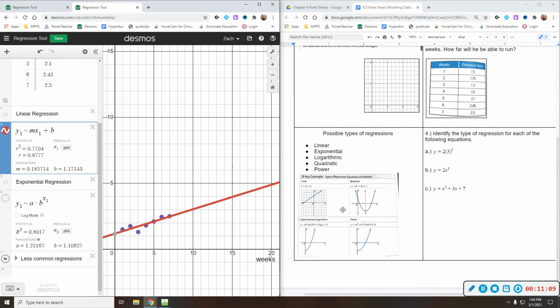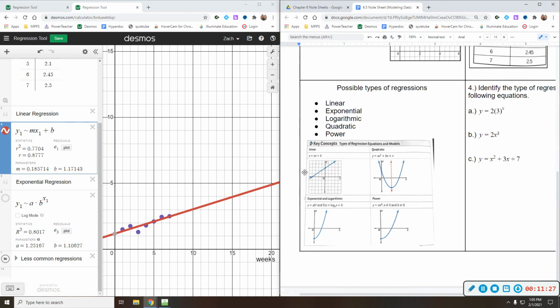Possible types of regression. There are several types of regression, as already mentioned: linear, exponential, logarithmic, quadratic, and power. I already showed you those off to the side in Desmos here. You can see there are graphs of them. So let's blow this up a little bit. Here's what the graphs look like. You can see this is obviously a line. Here's what a quadratic looks like. It looks like a quadratic function, a parabola.